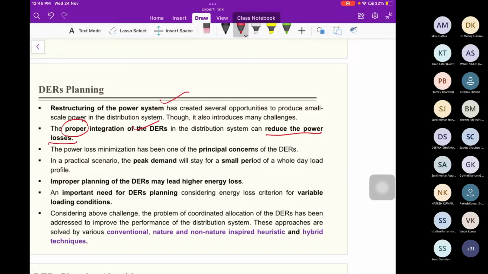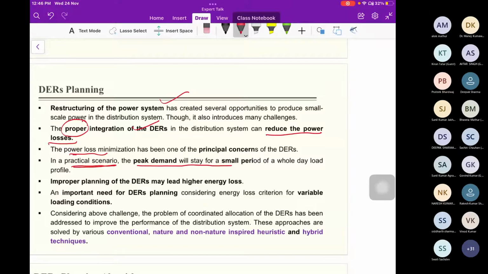Power loss minimization is the main concern. In the practical scenario, we can assume that the demand of the system is constant and equal to the peak demand. But this type of planning is not practical, because the peak demand lasts only a short duration. In 24 hours, we can say a maximum of 4 to 5 hours. So proper planning is required.